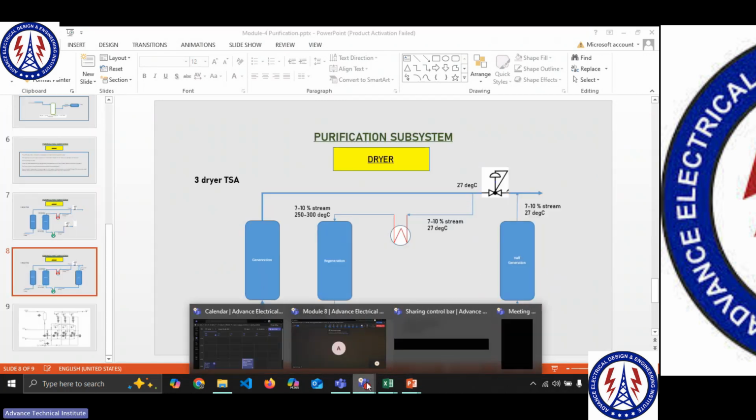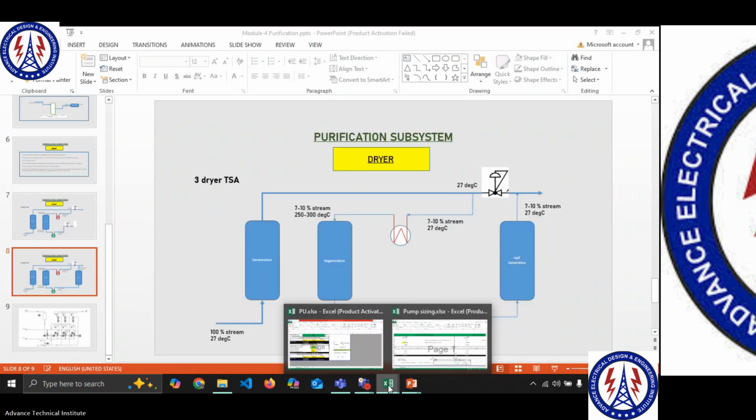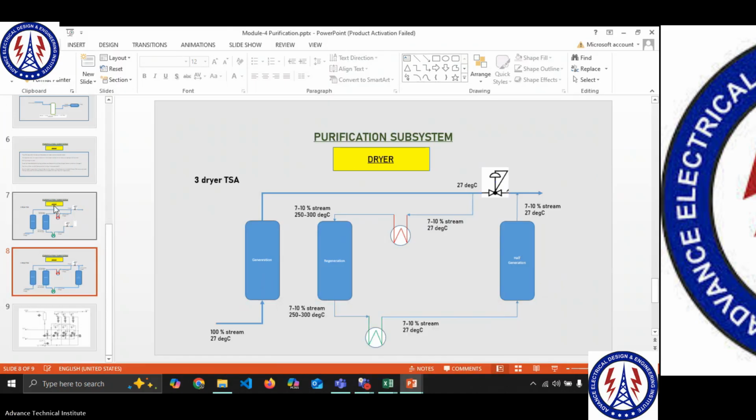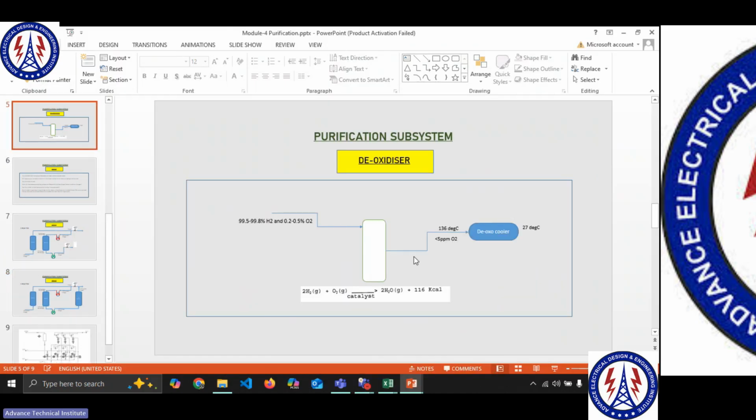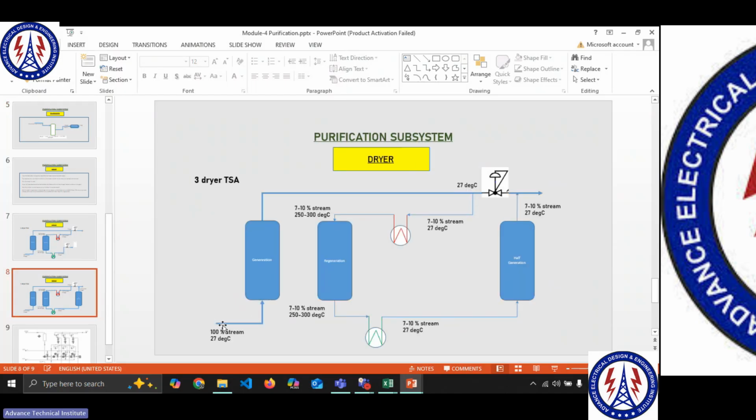And is the 27 coming from the purification unit? If you remember, after the purification unit, the gas is coming in at 27 degrees Celsius after deoxidation. Remember, we have this gas coming in at 170 degrees Celsius. Then you have a cooler which cools it down to 27 degrees Celsius. And then only it goes into the dryers, right? These are at 27 degrees Celsius.